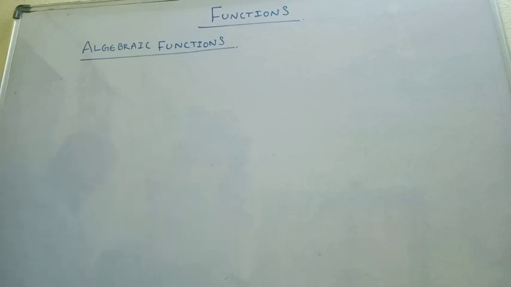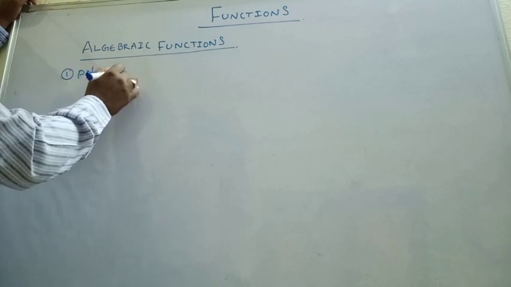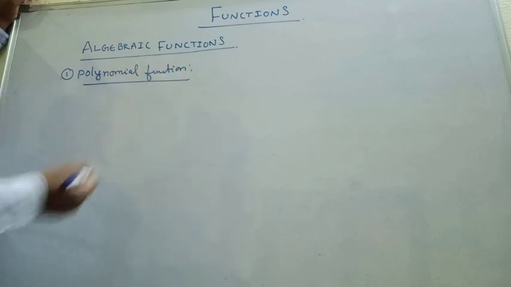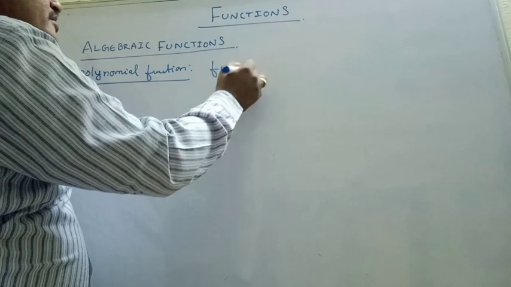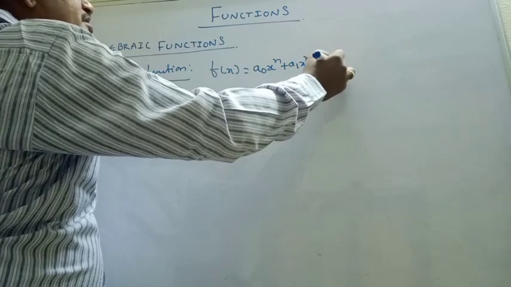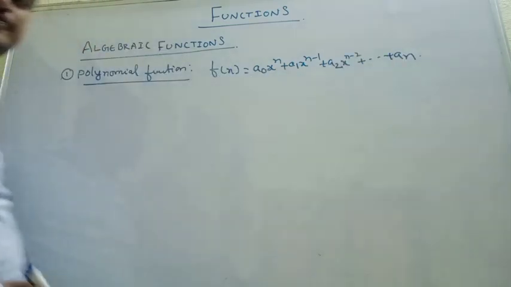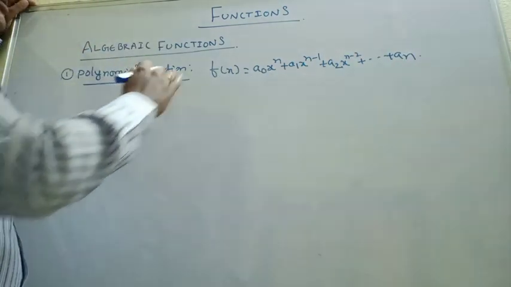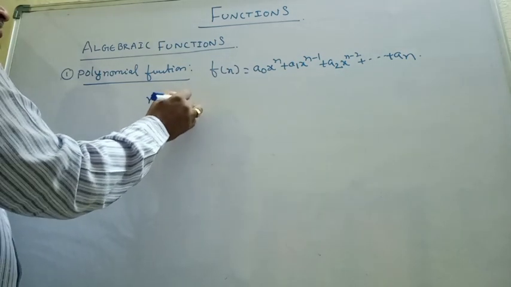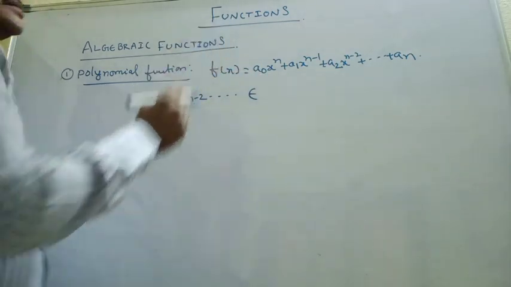Suppose we have a polynomial function, number one. What do you mean by a polynomial function? In algebra, if f of x is equal to a0 x power n plus a1 x power n minus 1 plus a2 x power n minus 2, and so on up to an, then this is a polynomial, where the powers n, n minus 1, n minus 2, and so on are non-negative integers.